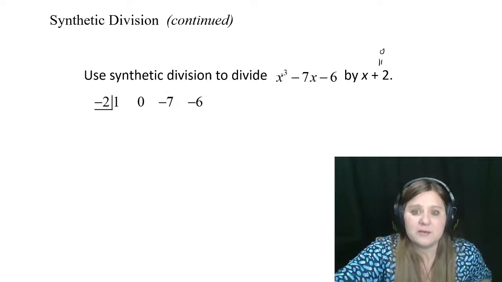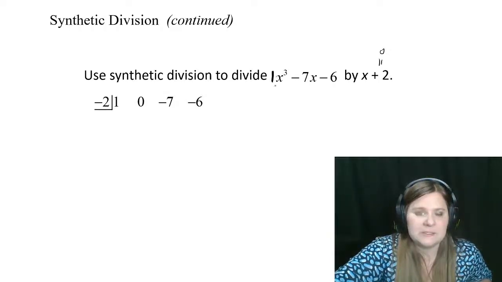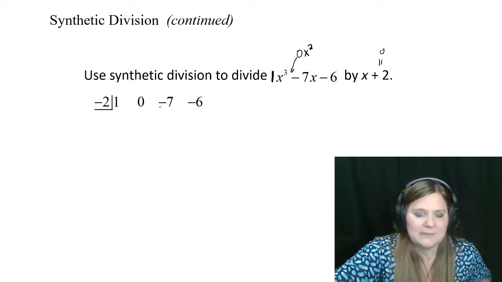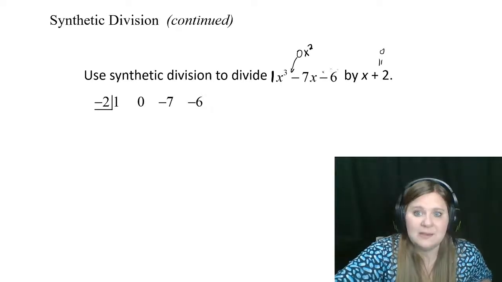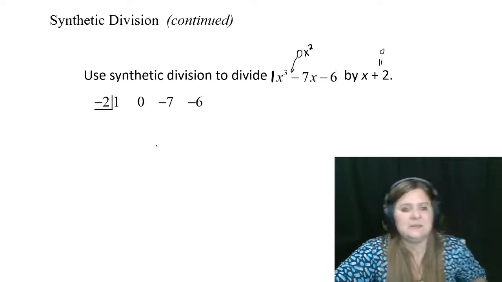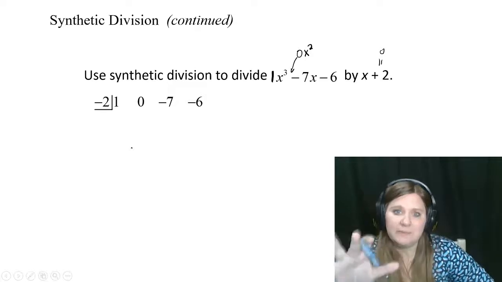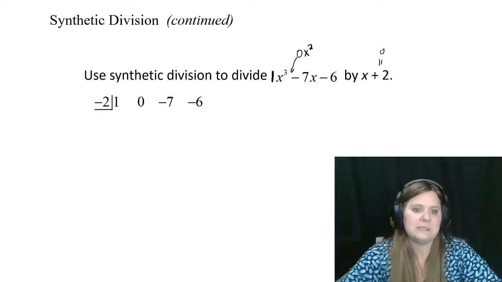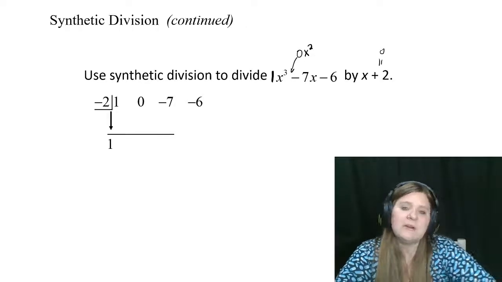And then I have my coefficients. So 1 is in front of my x cubed. I have 0x squared, so I have a 0. -7x means I write down my -7, and then I have minus 6. Okay? So again, keep in mind, c value goes in the box. Write out the coefficients next to it. You're going to carry the 1 down.